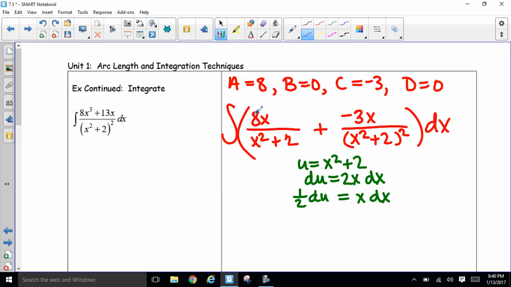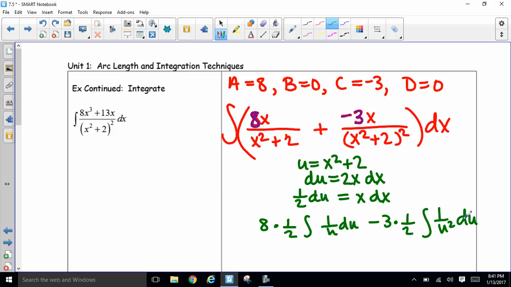This 8 I can do other things with. It's a constant. I could think about it coming out in front. The -3 is a constant. I could think about it coming out in front. So it depends on how much work you need to show. But really, if you need to show all of your u sub, this would be 8 times 1/2 times the integral of 1 over u du. And then it would be minus 3 times 1/2 times the integral of 1 over u squared du.